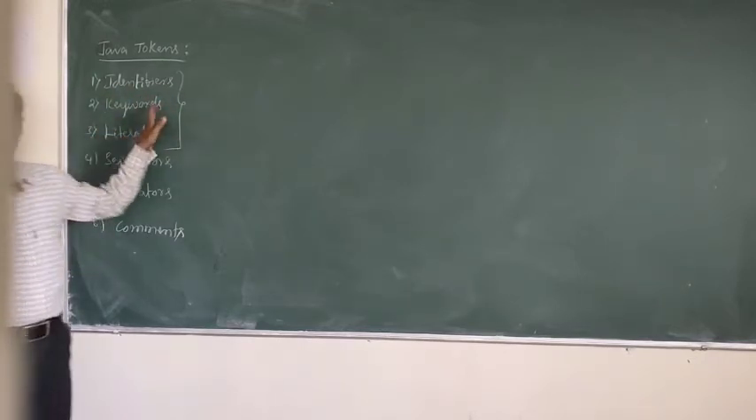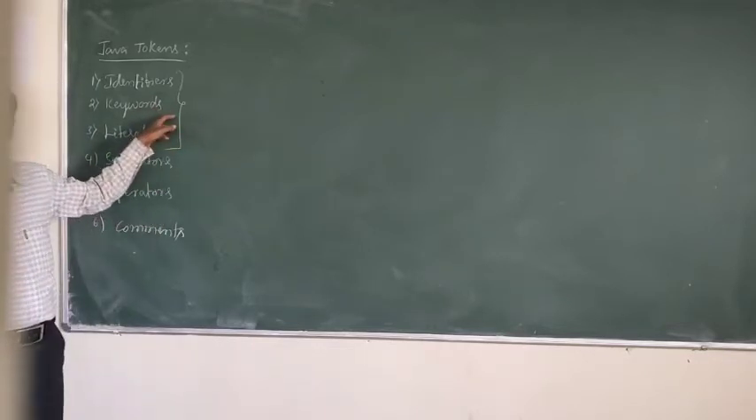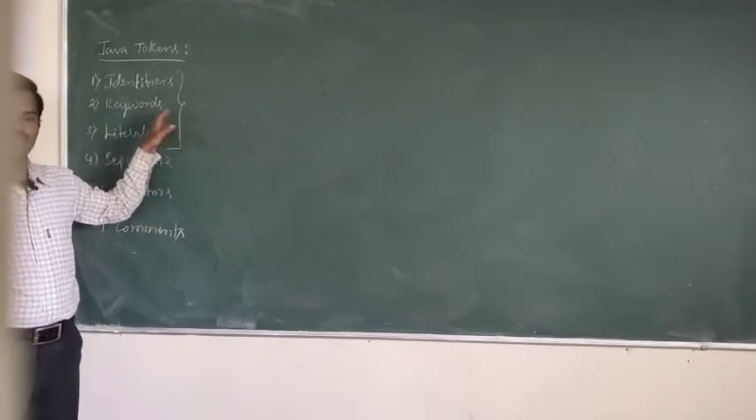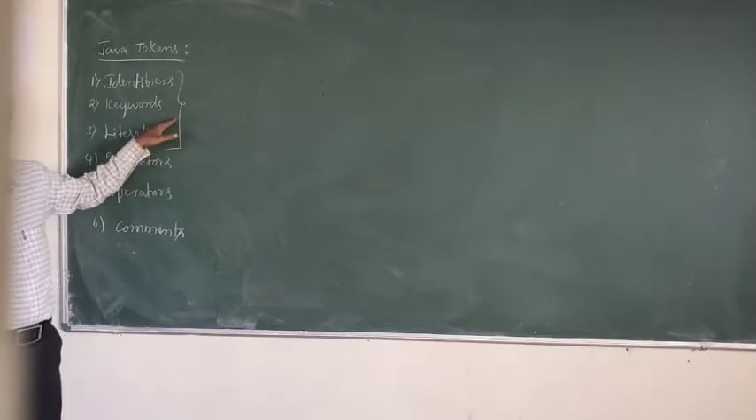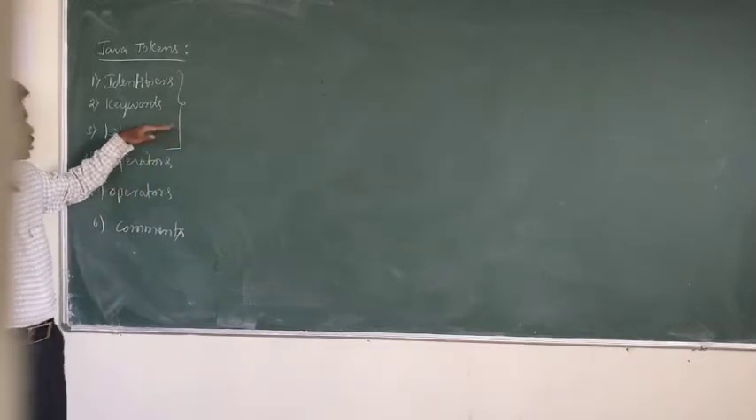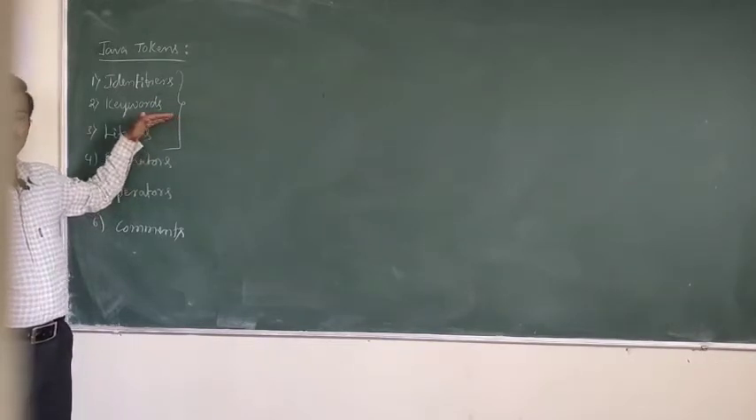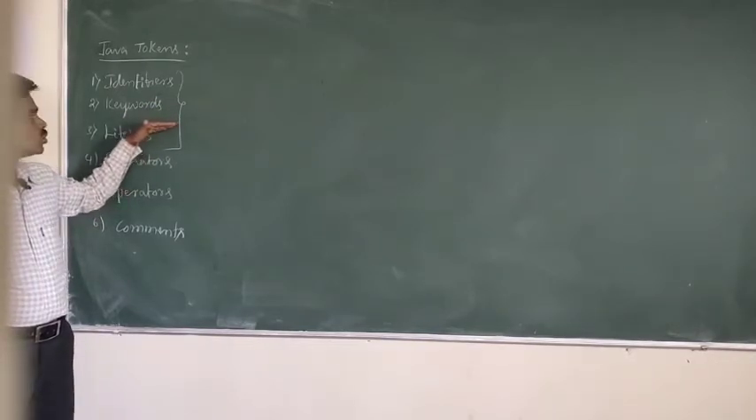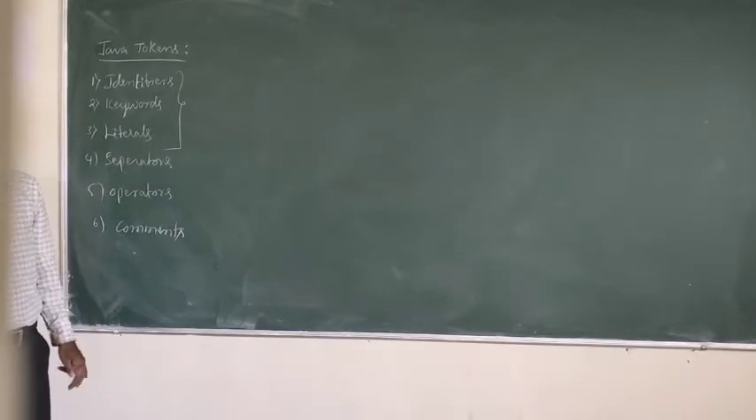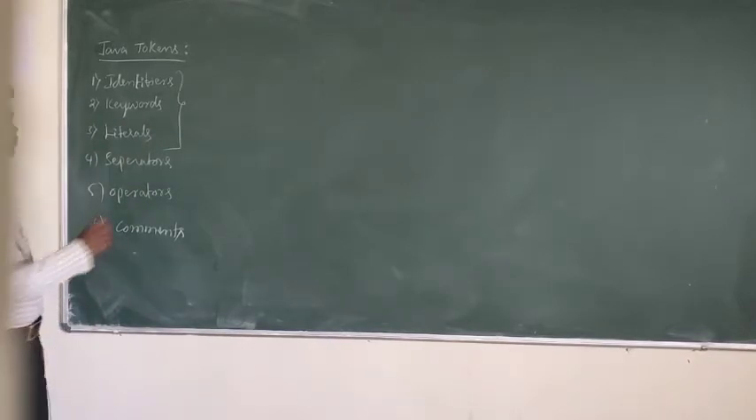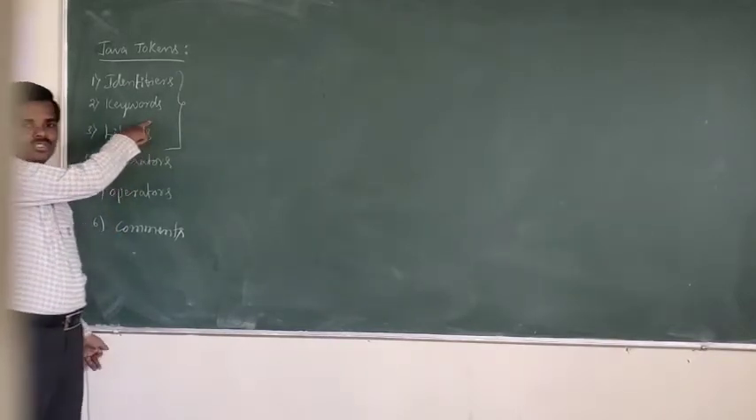Then the keywords are reserved words which cannot be used as identifiers. Each keyword has a special meaning to the compiler. Keywords are reserved words, and they already have some special meaning and some function. So those keywords we cannot use as our identifiers. And I gave some list of keywords in the last class.